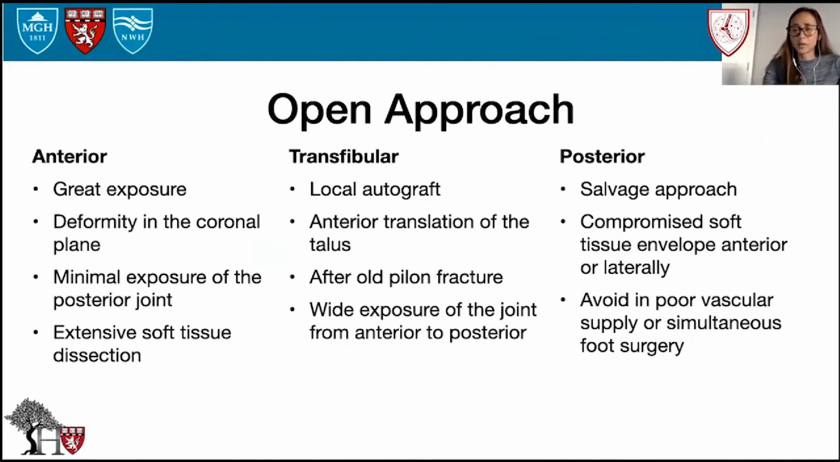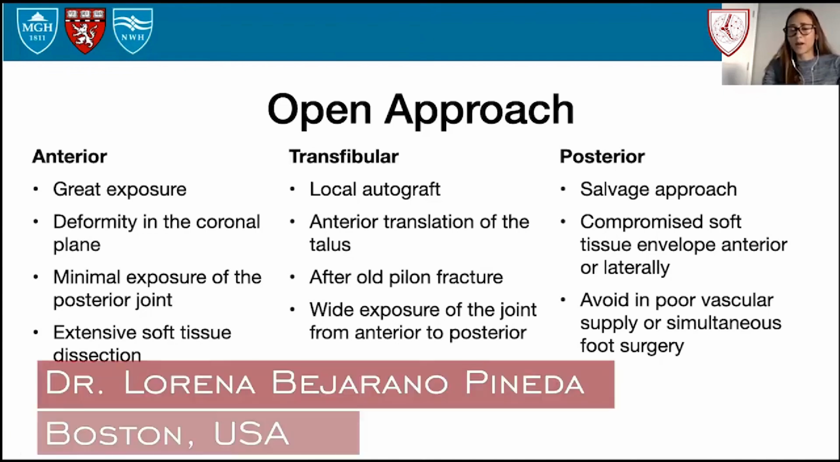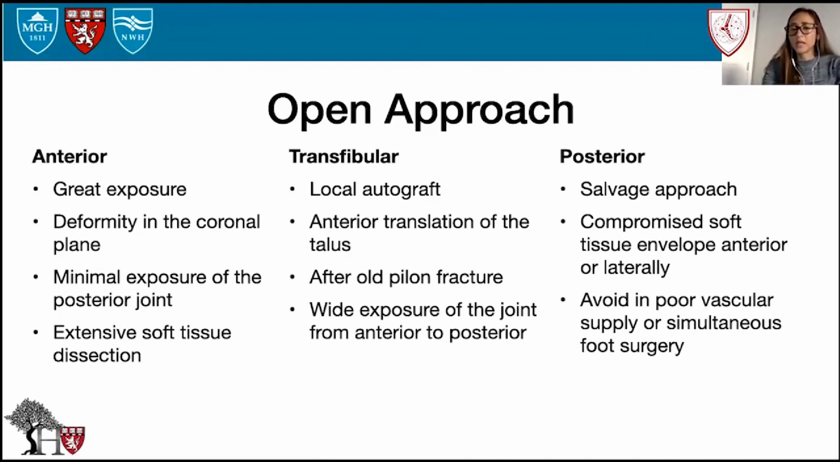The transfibular or anterolateral approach offers a local autograft, because you can use the fibula as an autograft for the fusion as well. It's recommended in patients with some type of deformity where the talus is completely translated anteriorly, and this is common in patients with an old pilon fracture. And the advantage of these approaches is that they expose the joint widely from the anterior to the posterior aspect.